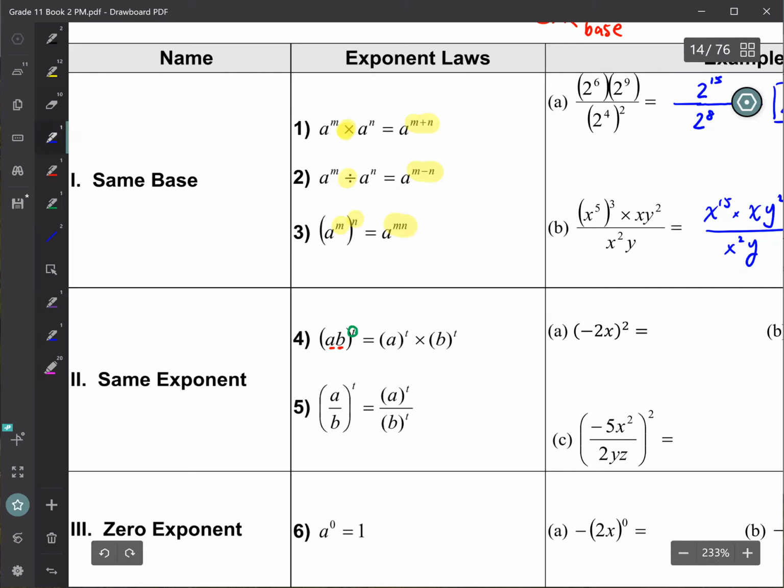Remember, I would like you to write this down. This is wrong to do: if you have A plus B inside the bracket and an exponent t on the outside, you cannot bring the t in and say it's a to the t plus b to the t. This one will be wrong. Same with subtraction, you cannot do sharing. Only multiply and divide, then you can do that. So write that down.